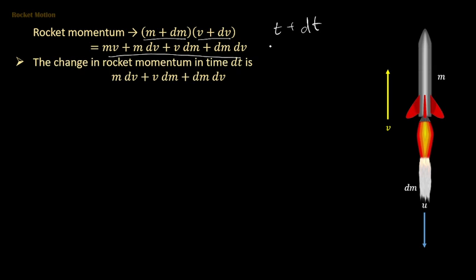So the change in rocket momentum in time dt will be, we saw that at time t the rocket momentum was p equal to m into v, and at a later time t plus dt, the rocket momentum is given by this expression. So the change in momentum over the time dt is found by subtracting mv from this. So mv gets cancelled and we have the change in momentum of the rocket given by this expression.